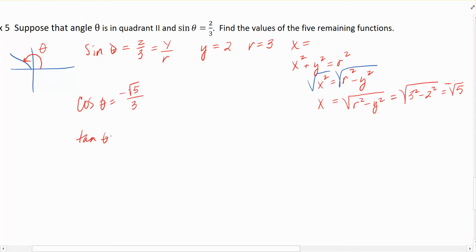Tangent of theta would be y over x, so that would be 2 over negative square root of 5. Can't leave the square root of 5 in the denominator, so we're going to multiply top and bottom by the square root of 5. That's going to give me 2 square roots of 5 over 5, and that is negative, before I forget.